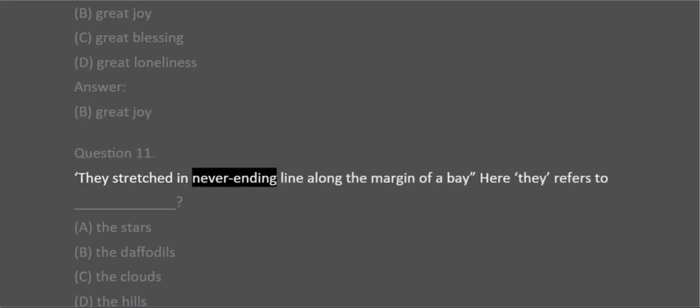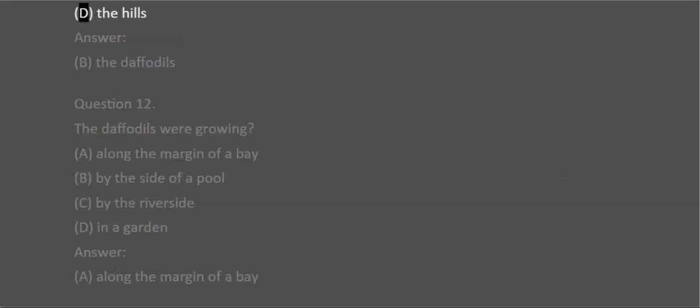They stretched in never-ending line along the margin of a bay. Here, they refers to blank. A. The stars. B. The daffodils. C. The clouds. D. The hills. Answer. B. The daffodils. Question 12.